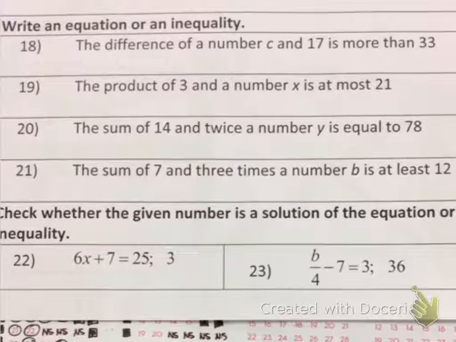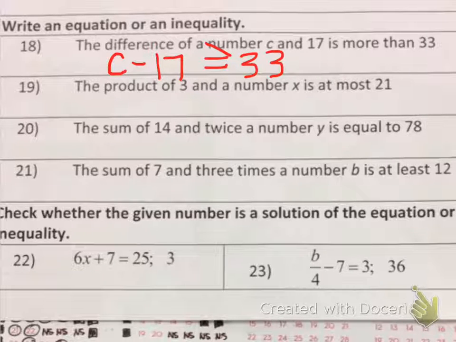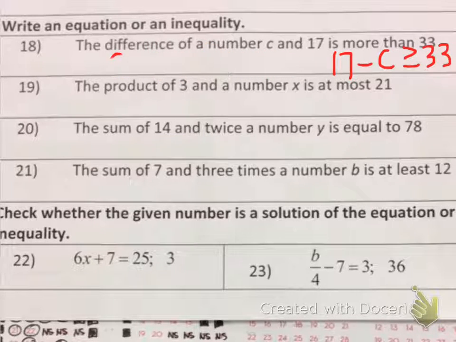So it says the difference of a number c and 17 is more than 33. So the difference would be subtraction. So more than would be greater than or equal to 33. So we have to wonder, should it be c minus 17 or should it be 17 minus c that's greater than or equal to 33? I want you to think about that for a minute, because if I said the difference of 12 and 17, you would tell me that difference is 5, because we would do 17 minus 12. So when we wrote these out, we really should have put the 17 first, because the difference between a number and c means that c is going to go first.